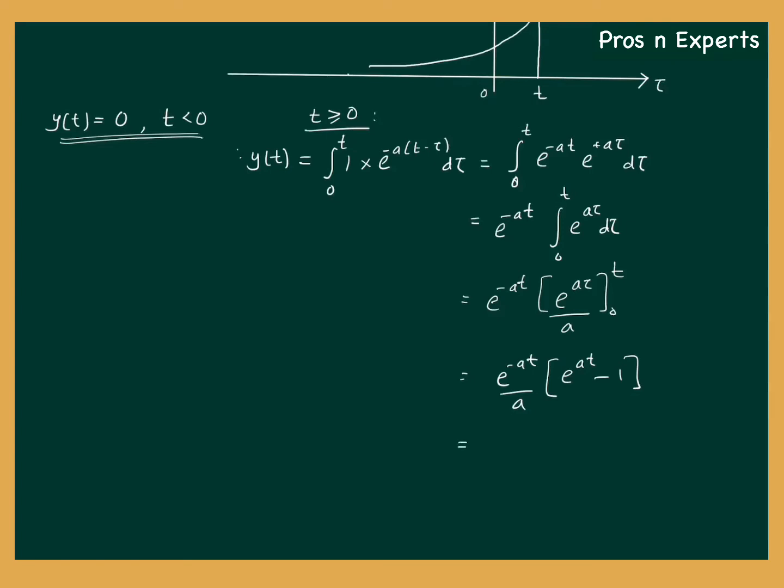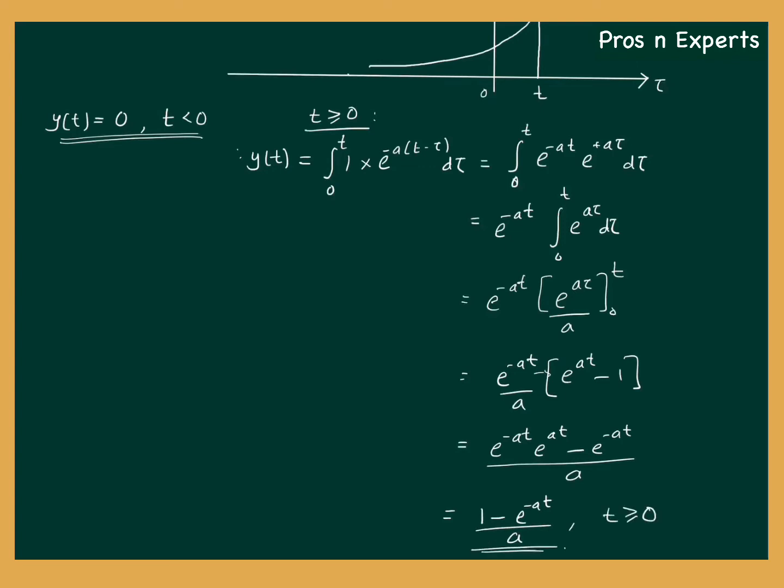So I can take e raised to minus at into the bracket, which gives e raised to minus at into e raised to at minus e raised to minus at, whole by a. This term is actually 1. So the final answer is 1 minus e raised to minus at, whole divided by a. What is the interval? T greater than or equal to 0.